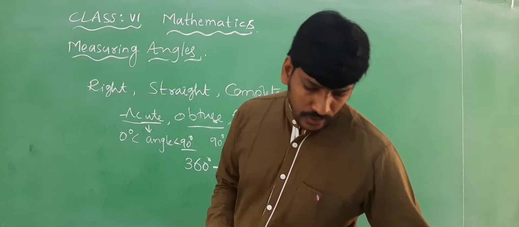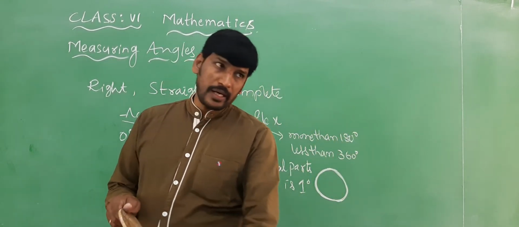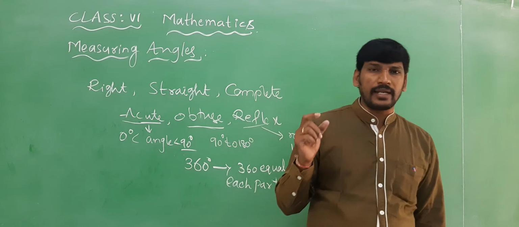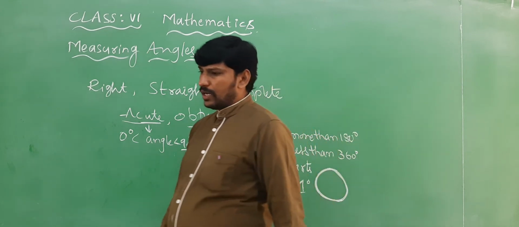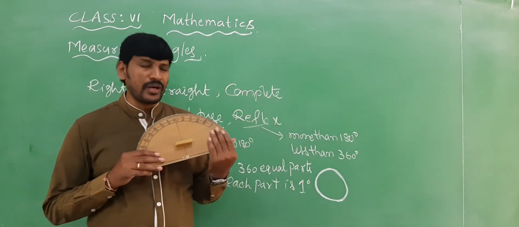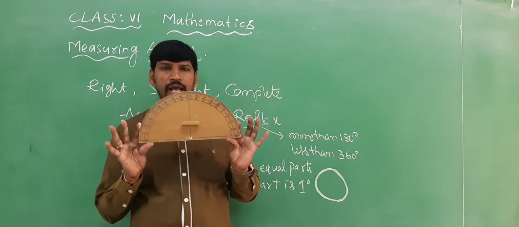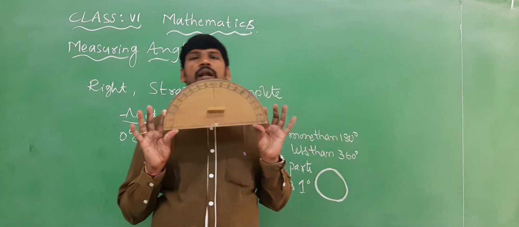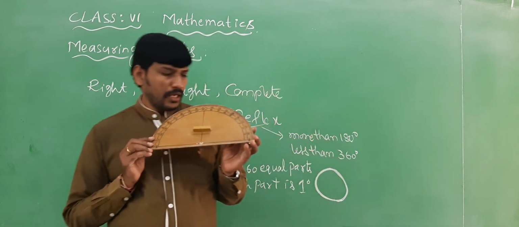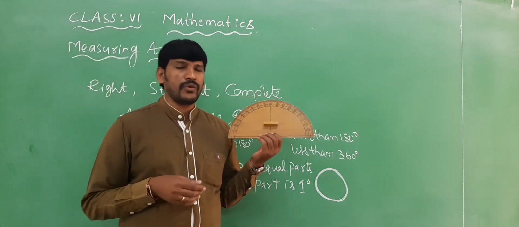Clear, children? In your geometry box there is one instrument to measure the angle. Already we did one activity, the right angle test, like an L shape. Now see this, all of you observe. This instrument is called a protractor. By using this we can measure the given angle, whether it is acute, obtuse or reflex, for whatever shape or figure is given.